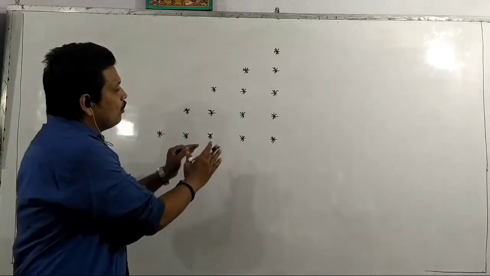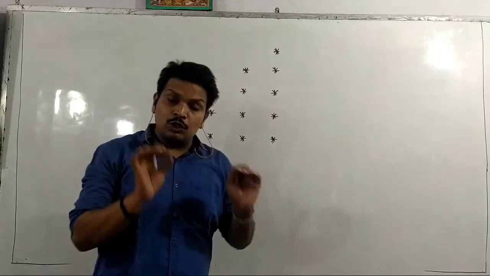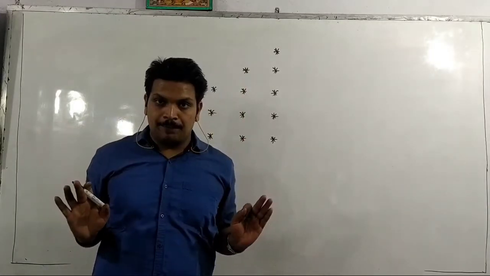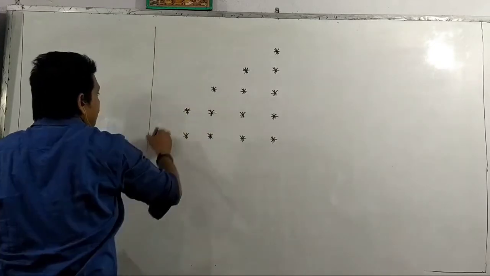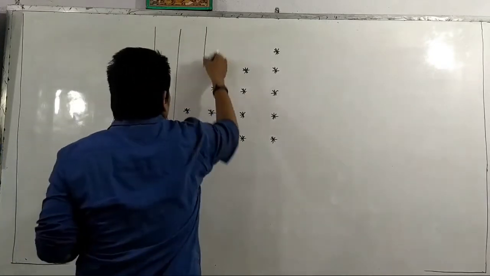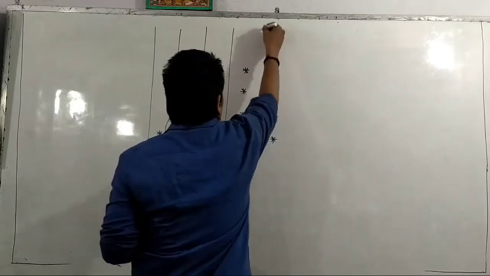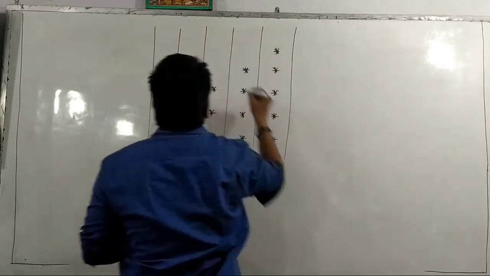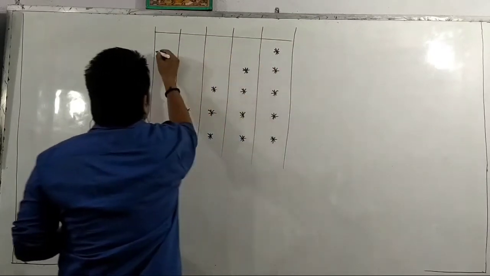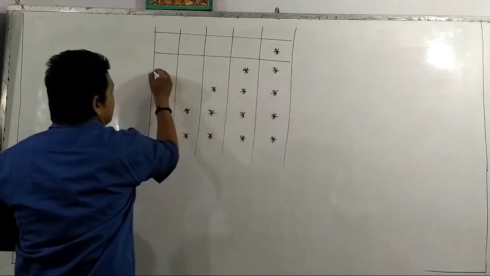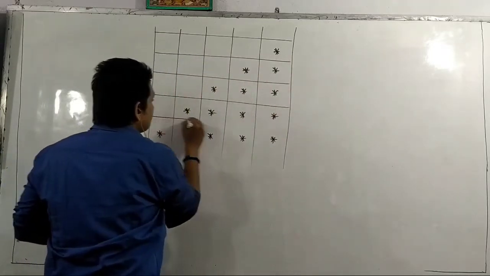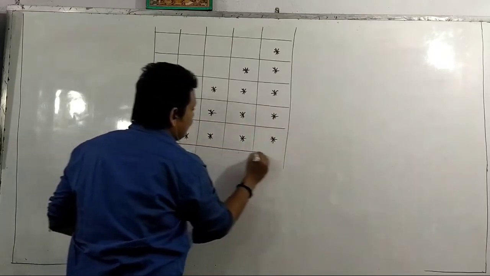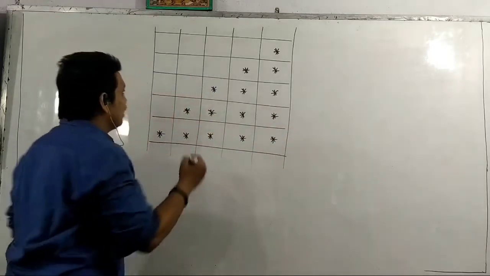First of all, draw the pattern which you want to display in the output screen. The second step is to draw the grids. Draw the rows and columns. Clear? So this is the first row, this is the second row, this is the third row, this is the fourth row, and this is the fifth row.